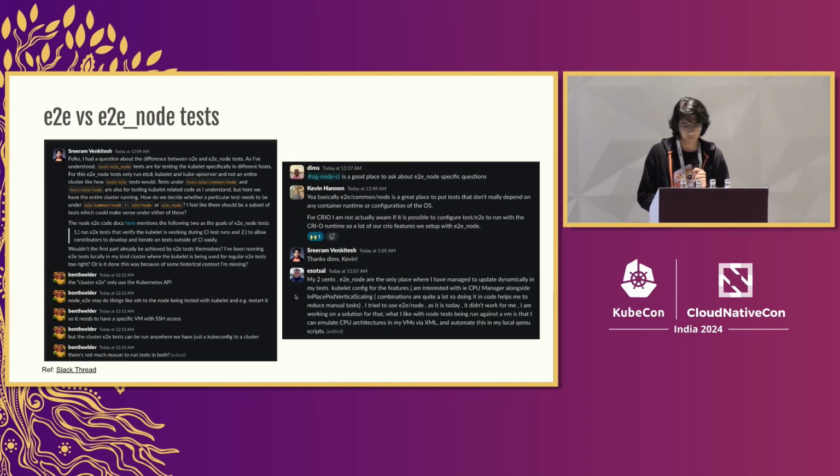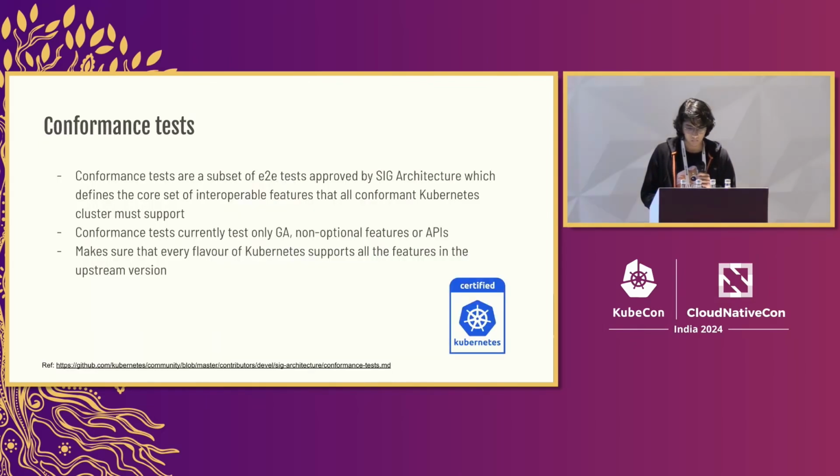I had asked the question in the SIG Testing Slack channel a couple of days back while I was preparing for this talk, and I got a bunch of good replies from people from SIG Node and SIG Testing about the difference between regular end-to-end tests and end-to-end tests for Node. And yeah, they've described beautifully how you decide whether your feature needs to have an E2E test or an E2E node test.